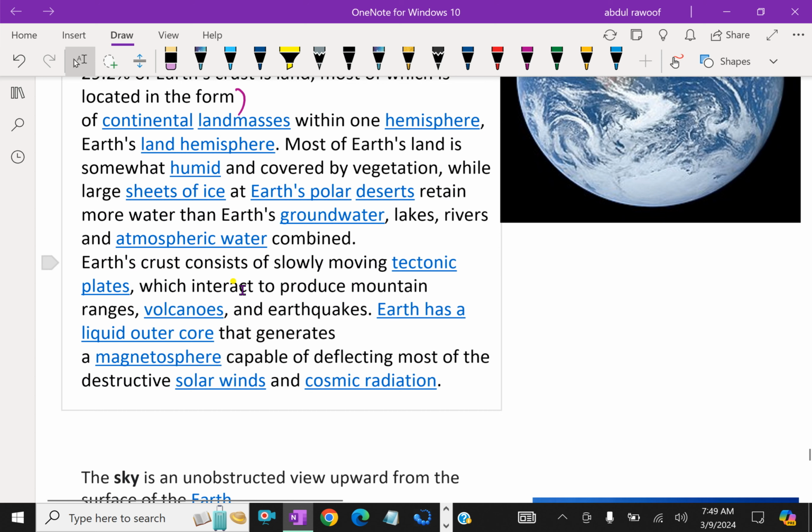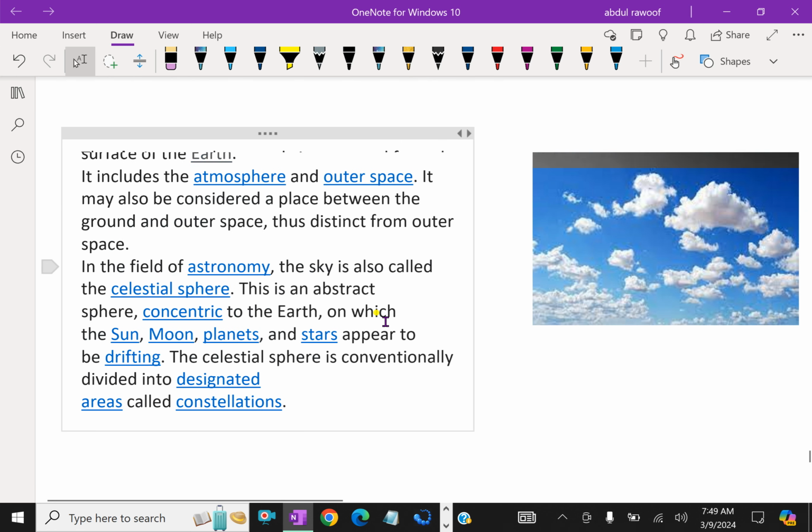Earth's crust consists of slowly moving tectonic plates which interact to produce mountain ranges, volcanoes, and earthquakes. Earth has a liquid outer core that generates a magnetosphere capable of deflecting most of the destructive solar winds and cosmic radiations. Now, what about the sky?